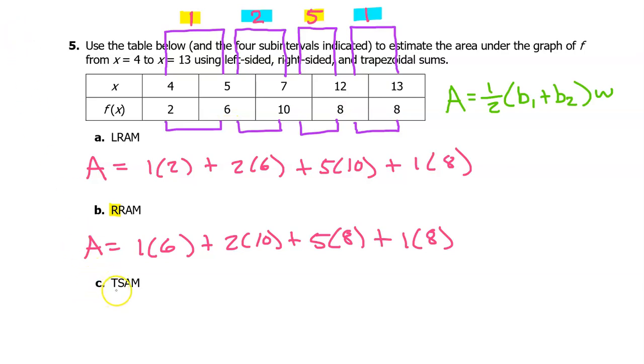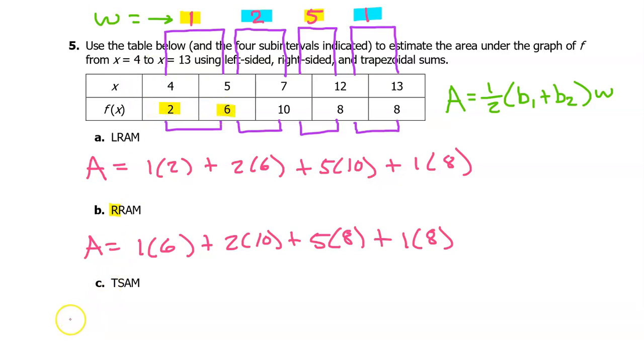So finally, let's do the trapezoidal sum approximation method. Remember that the area of each trapezoid will be 1/2 base 1 plus base 2 times the width of the trapezoid, because these are sideways trapezoids. Remember that these are the widths up here at the top. This is the width of each trapezoid. So all we need is base 1 and base 2. These will be the heights on either side of the interval. So for this first interval, this is base 1 and this is base 2.